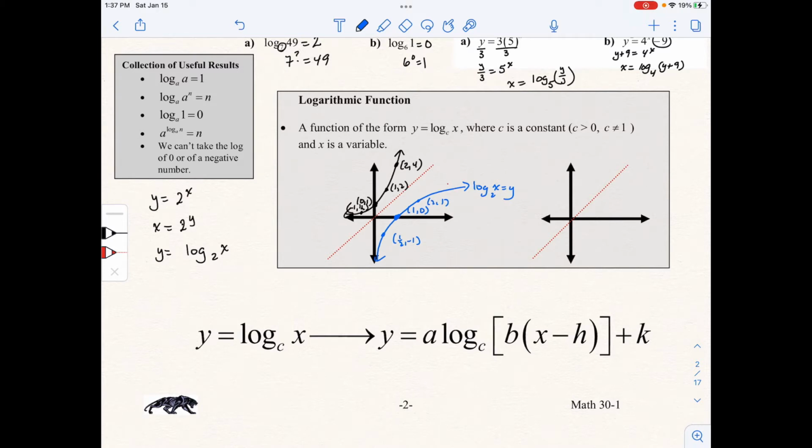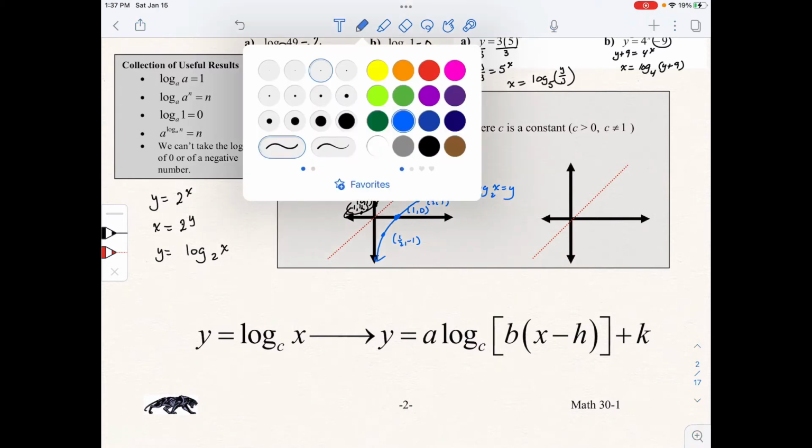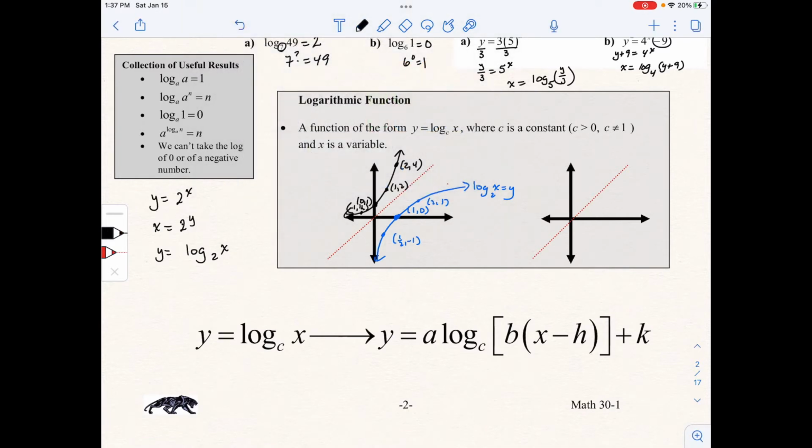And the same thing with a decay function. That decay function would have started up here, and of course we're decaying, so we're getting smaller and smaller. For example, y equals 1/2 to the power of x, and the (0, 1) would still become (1, 0), and our graph would look something like this. So that would be y equals log of x to the base 1/2.